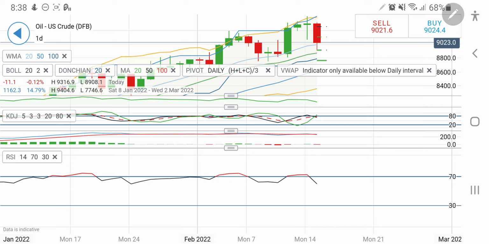Now 9120 is a very strong resistance for any upward move. Till the time it trades below 9120, you can take a short entry there. You can again expect it to drop towards 8950 and 8900 levels. For me, I expect US crude to trade in this range of 8900 to 9120 levels today.